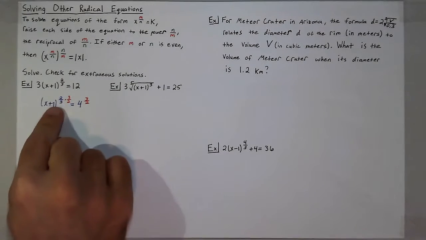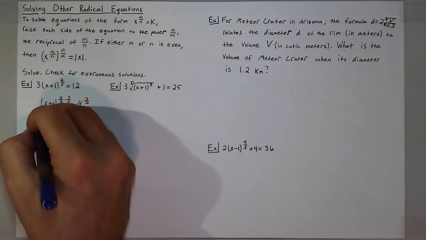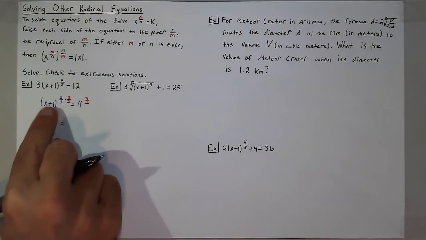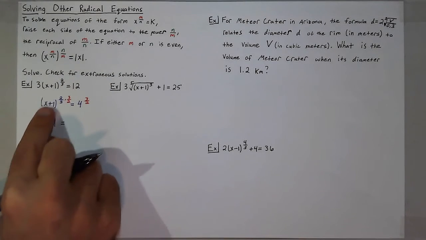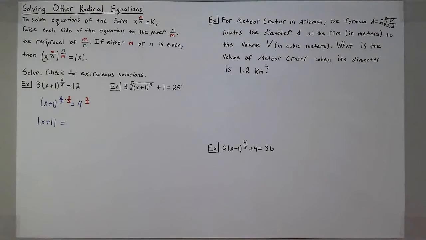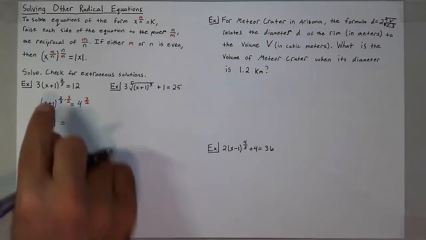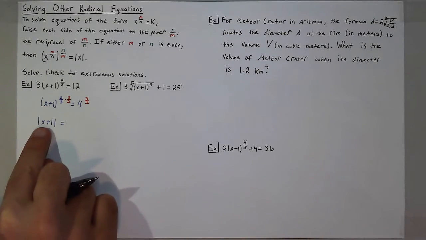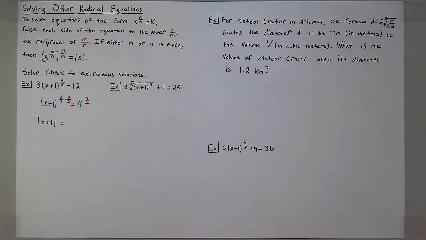Now the reason why this is going to become the absolute value of x plus 1 is because right now with (x plus 1) to the 2/3, that numerator is a square, which makes this entire expression a positive number. So I know it has to remain positive. So when I get x plus 1, there's a potential for it to be negative. So to negate that, I just put an absolute value.